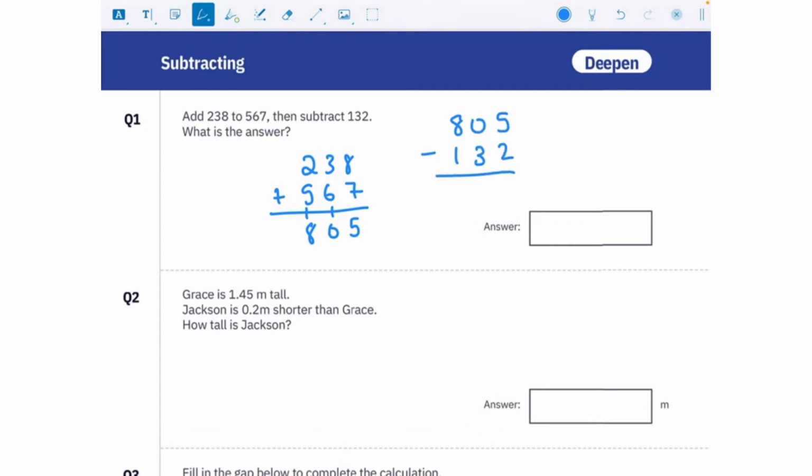5 take 2 is 3. 0 take 3, I've got more on the floor, so let's borrow from next door. 10 take 3 is 7, and 7 take 1 is 6, 673.